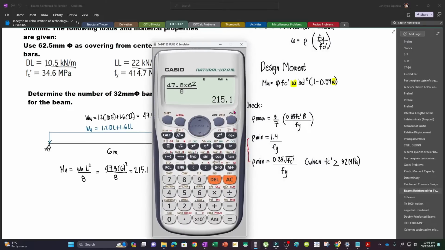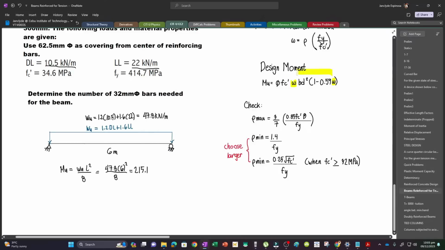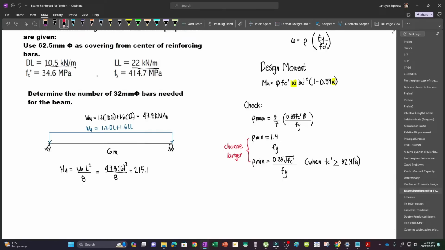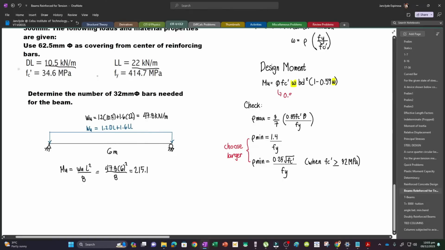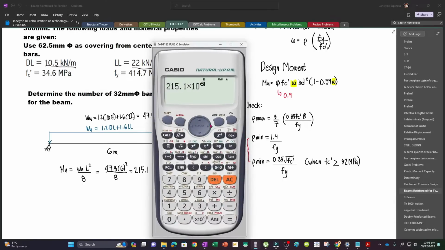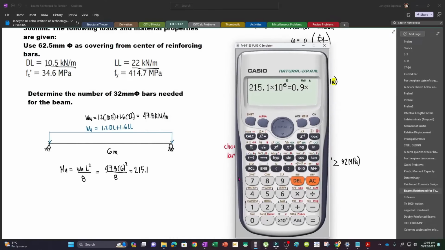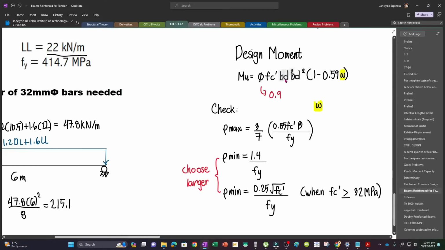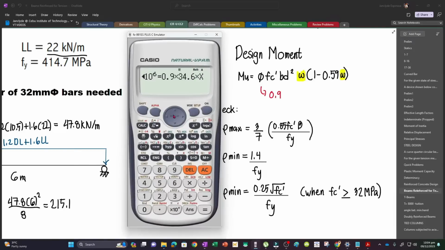Now naa na tay Mu which is 215.1. So i-multiply ta ni siya times 10 to the power of 6 para consistent ang atong units, because ang mo-come out diri kay N-mm. And then first we will assume a value of phi nga 0.9 for tension controlled. And then this will be equal to phi fc' times omega, usually akong pagsulat ani kay para magtupad na lang ang omega, so fc' bd squared na lang.